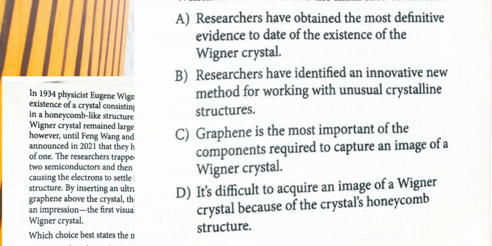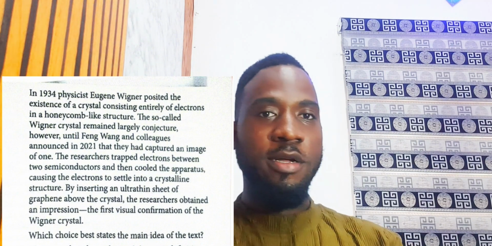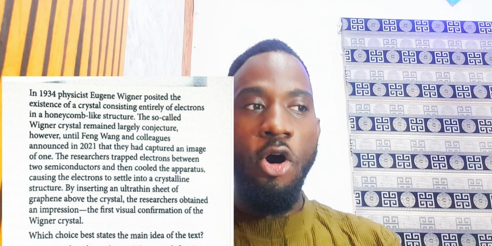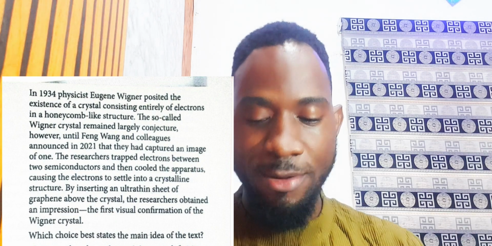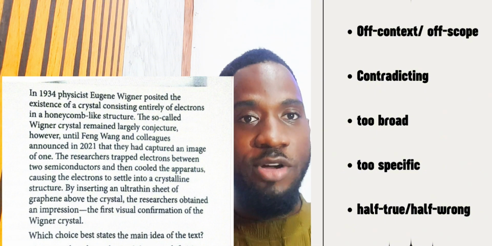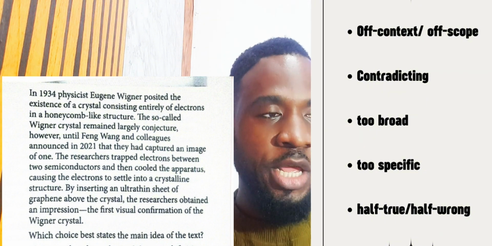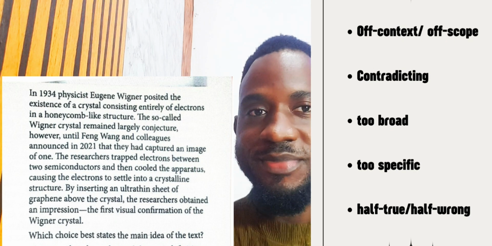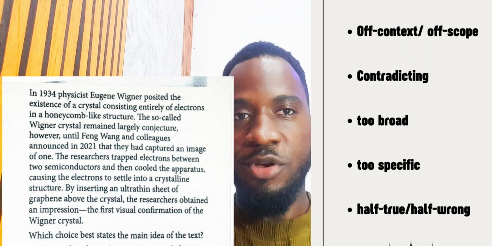So here we have the options, right? Before we delve right into the options, it's important for us to take a look at the different kinds of wrong options we could possibly have on the main idea question. Now, in the precise order as you're seeing it on my screen right now, you could have some answer choices that are off context. What does it mean for an answer choice to be off context?